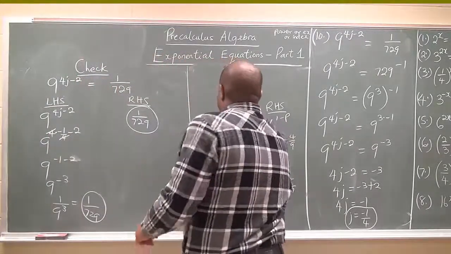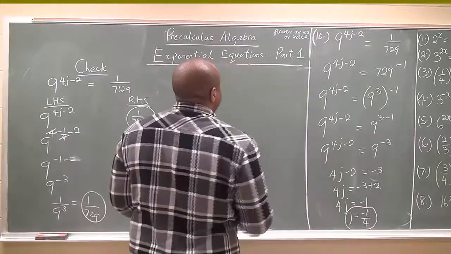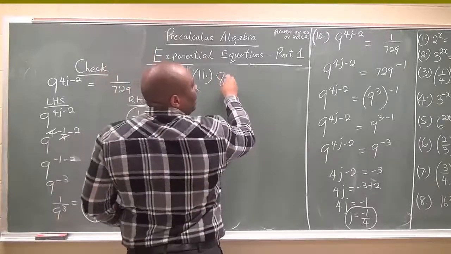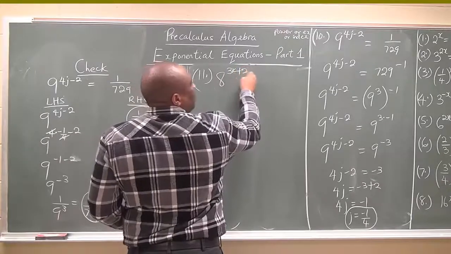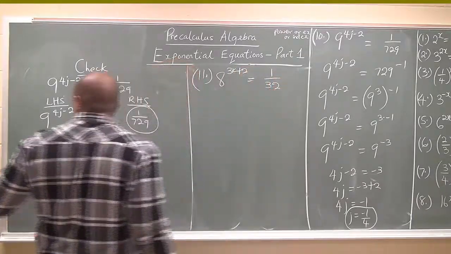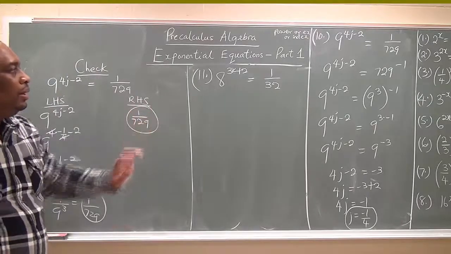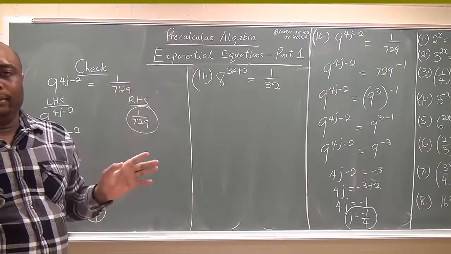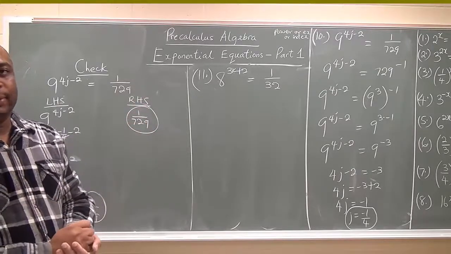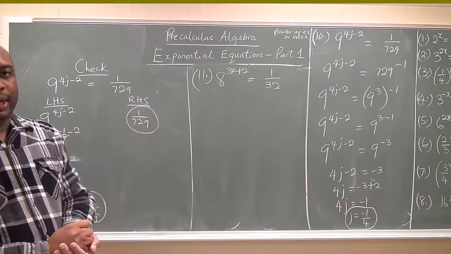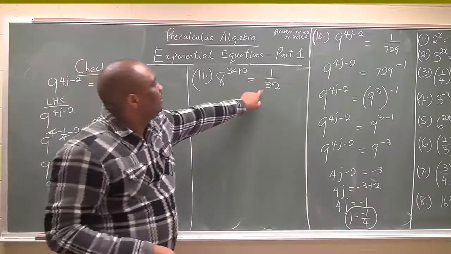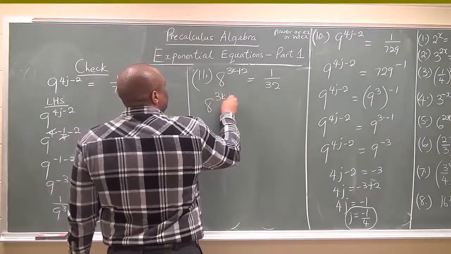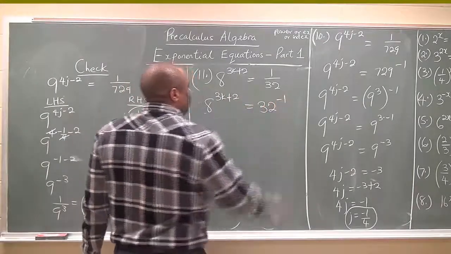Okay. The next question, question 11. 8 exponent 3k plus 2 equal to 1 over 32. So in this case, we see that we cannot express 32 directly as an integer exponent of 8. But first of all, let's make this fraction a negative exponent. This is 8 exponent 3k plus 2 equal to 32 exponent negative 1.